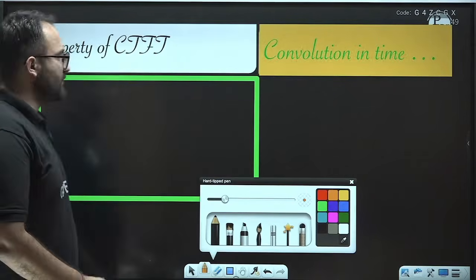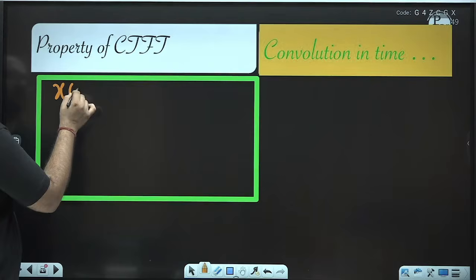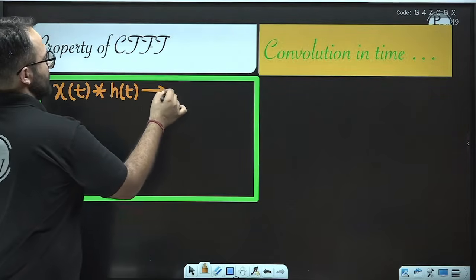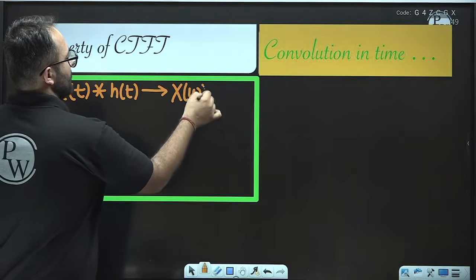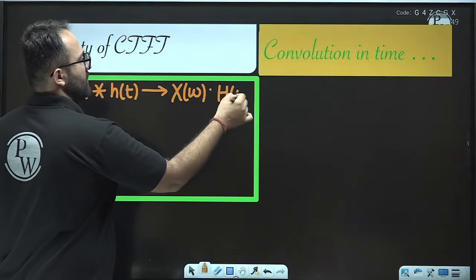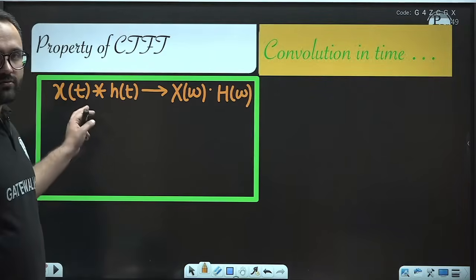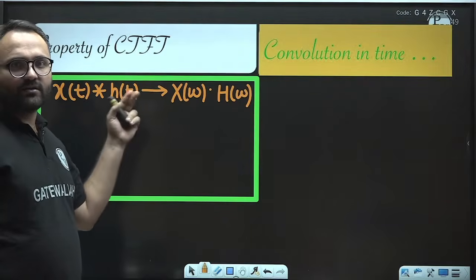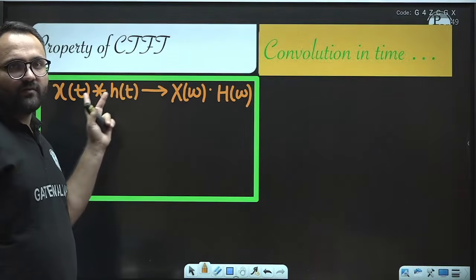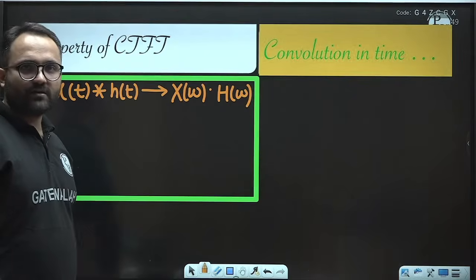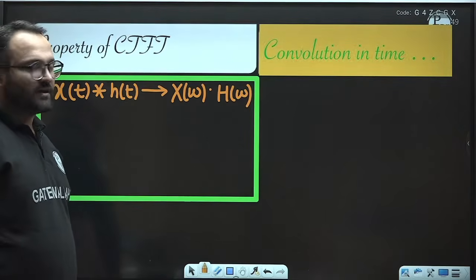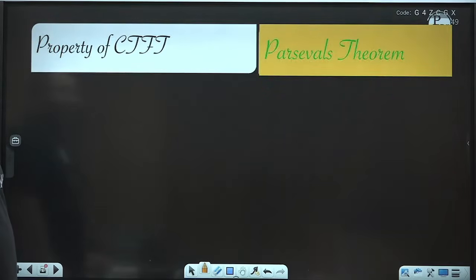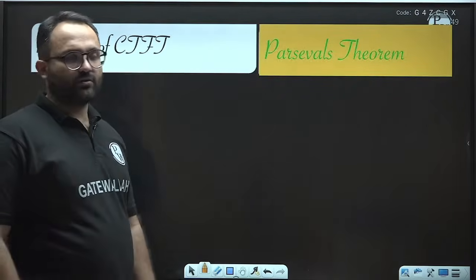Convolution in time domain, the property is exactly similar to that of the Laplace transform. Okay, so what was the property? x of t convolved with h of t means multiplication in Fourier domain. If we convolve the two signals in time domain, the Fourier transform of the convolved signal will be the multiplication of the Fourier transforms of x of t and h of t, that is X of omega and H of omega. Okay, so this is the convolution in time property, and the last is the Parseval's theorem.